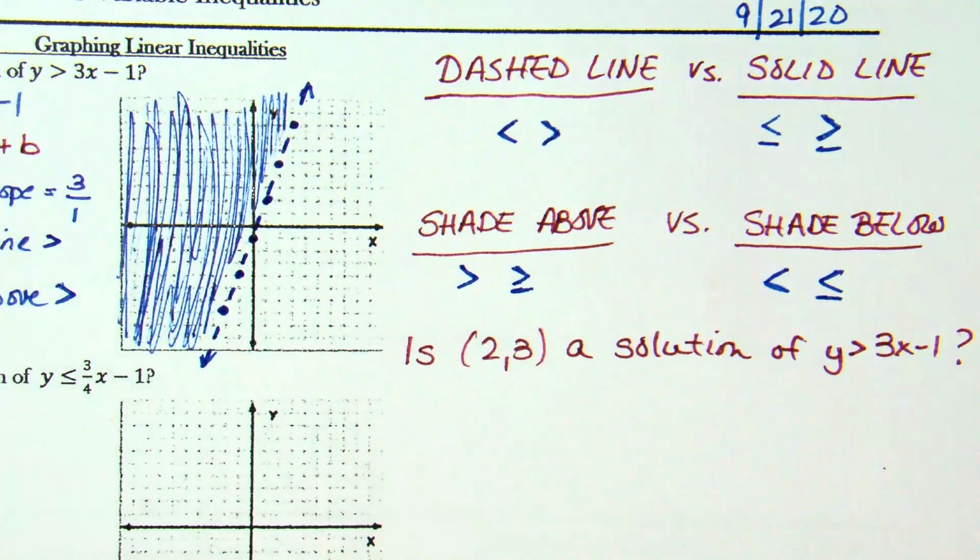Notice y greater than 3x minus 1, that's the graph we just graphed, yes? So if it's a solution, where should it fall in the graph? In the shaded area. If it's not a solution, it's going to fall in the non-shaded area. So if we look at 2, 3, where is 2, 3? Right 2 and up 3. Where does that look like it falls? That looks like it falls in the non-shaded area, which would mean that this is not a solution.